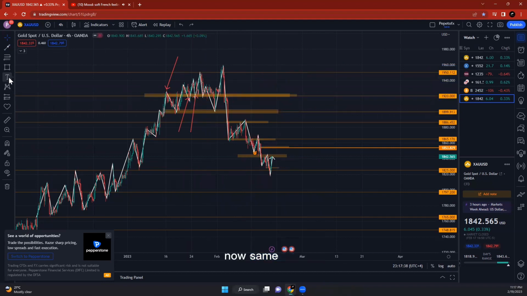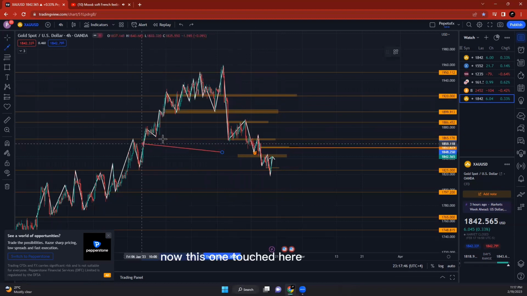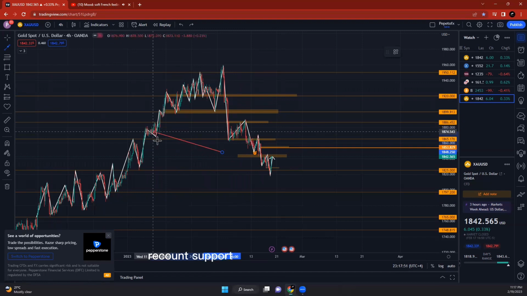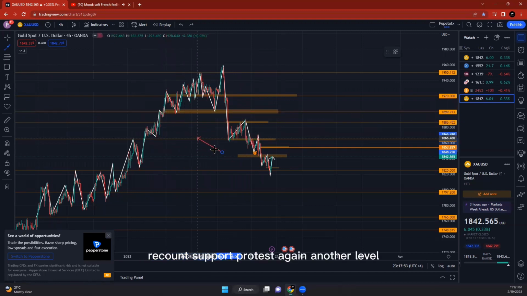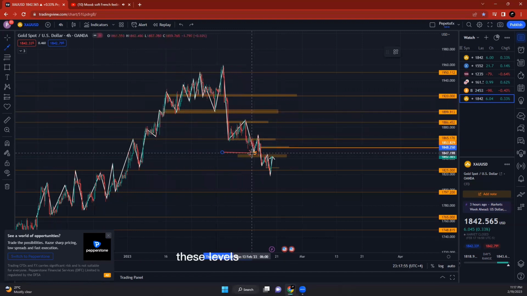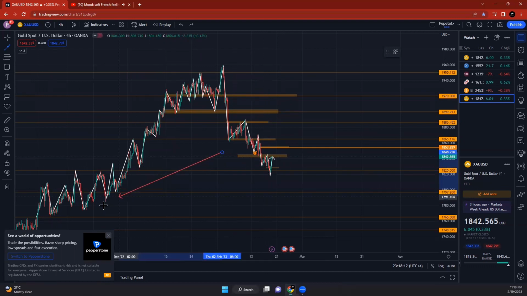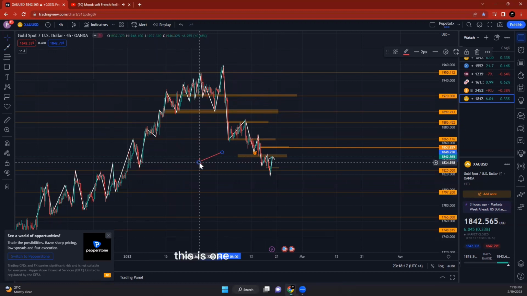Now, same way for the rest of the levels. This one touched here, touched here. It was resistance, turned support. Breakout, support, retest, again another level. These levels, we have one touch here. This one here, we also have a level, so we can't take it. I just draw the recent one. Now here, touch, another touch. Simple as it is. We need to look at the levels and how many times each got touched. This is one thing to be considered.